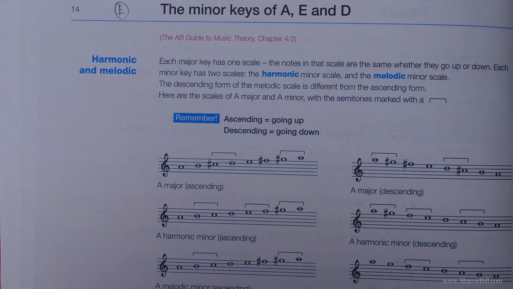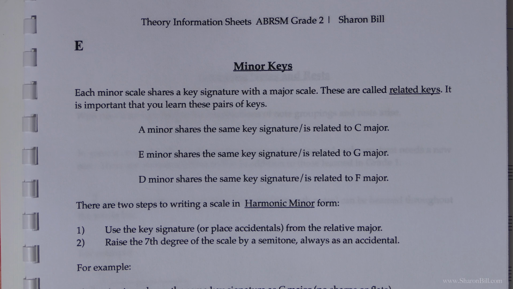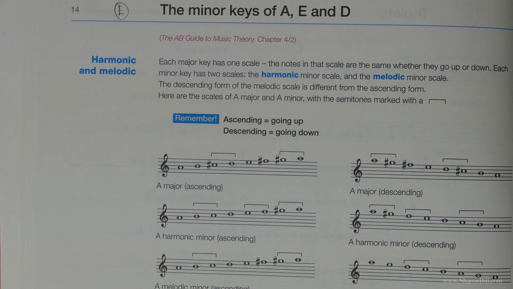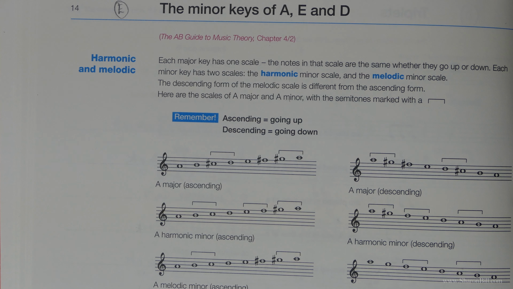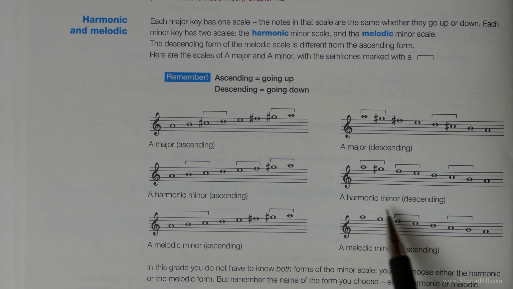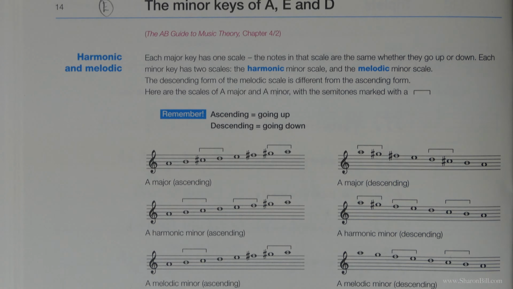If you turn to section E, all the information that you need to know is in this little section here. Minor keys come in two forms. If we just pop back to the workbook for a moment before we get stuck in, there's a harmonic minor form and a melodic minor form. You only need to choose one for this exam.